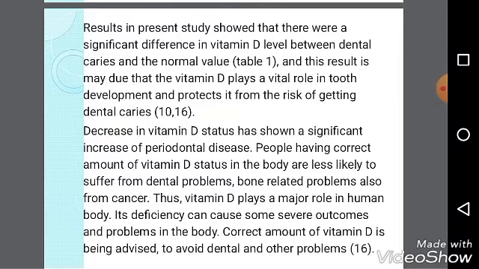Decreasing in vitamin D status has shown a significant increase of periodontal disease. People having the correct amount of vitamin D in their bodies are less likely to suffer from dental problems, bone-related problems, and also cancer. Thus, vitamin D plays a major role in the human body. Its deficiency can cause some severe outcomes and problems in the body. The correct amount of vitamin D is advised to avoid dental and other problems.